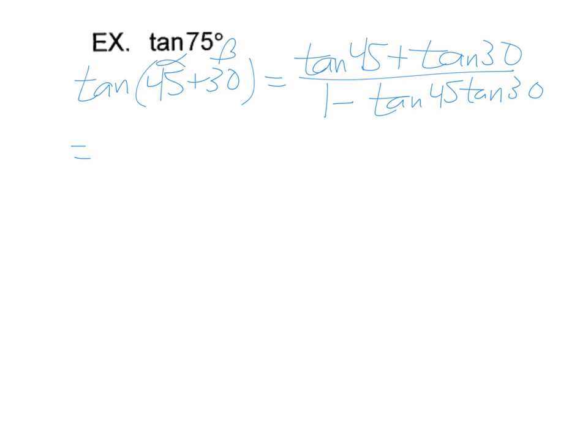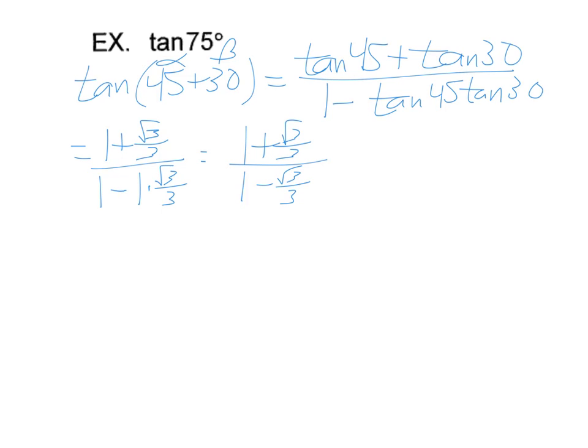On the top we have 1 plus the square root of 3 over 3. On the bottom we have 1 minus 1 times square root of 3 over 3. So 1 plus square root of 3 over 3 over 1 minus square root of 3 over 3. So this is kind of messy. These are fractions over fractions. We need to simplify that. Remember the fraction bar means divide. So let's unstack this fraction.